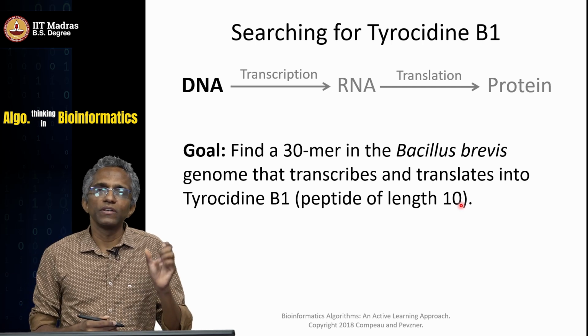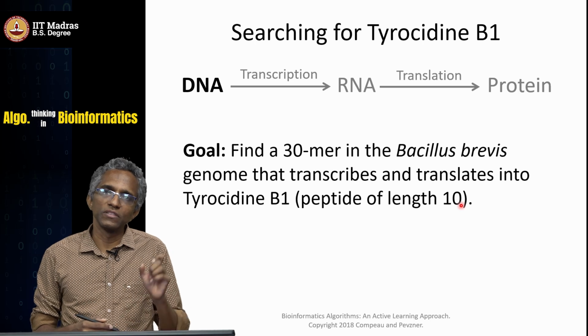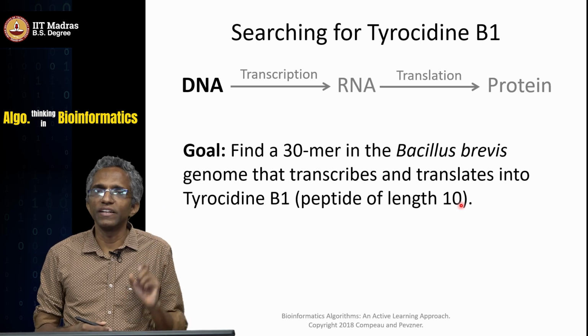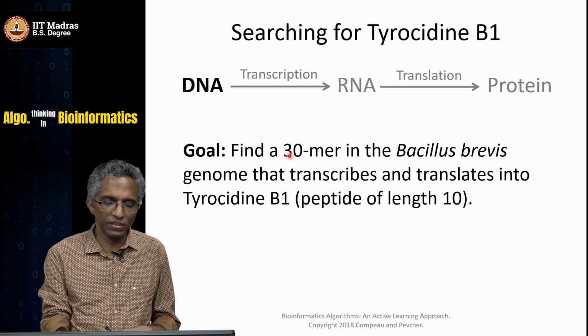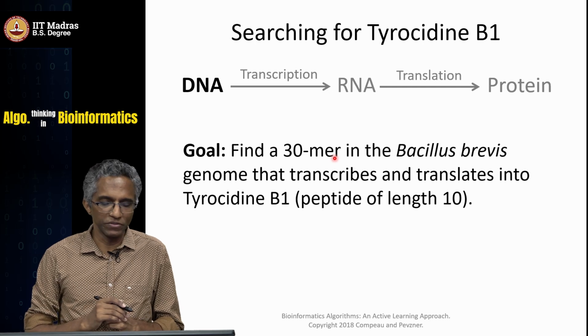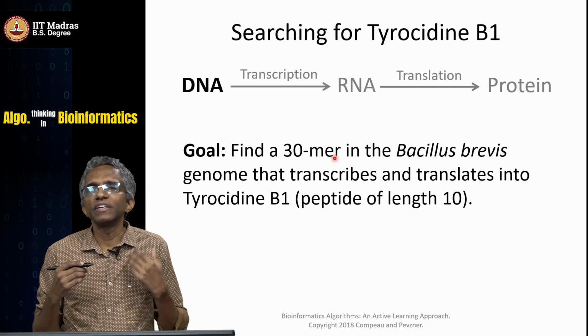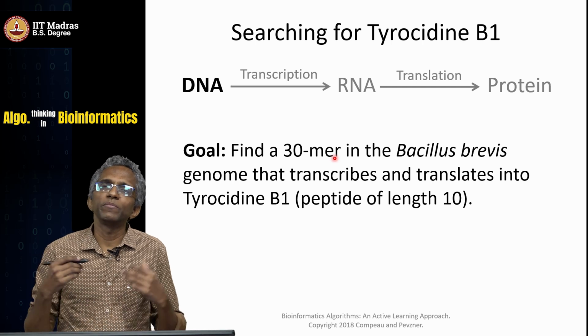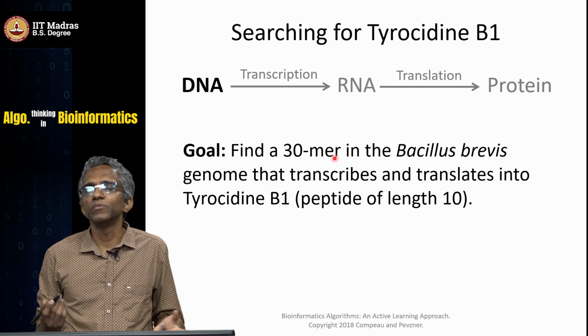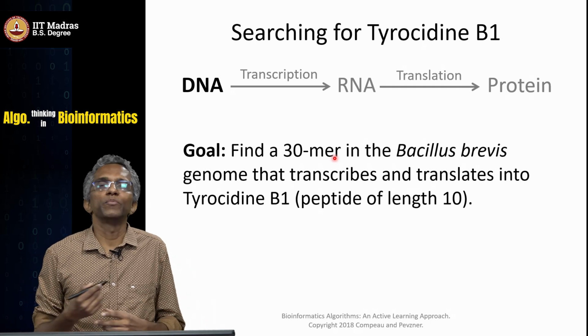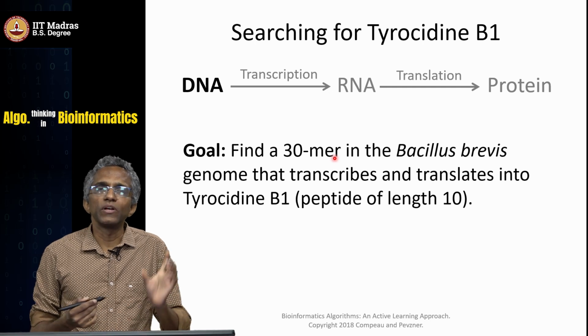The goal is to figure out which 30mer, because each amino acid is coded by a codon of length 3, a triplet or a 3mer, in the genome of Bacillus brevis will code for tyrocidine B1. And because of redundancy in the genetic code, there are many different 30mers that could code for the same protein, tyrocidine B1.